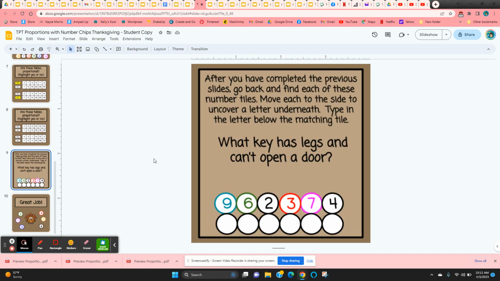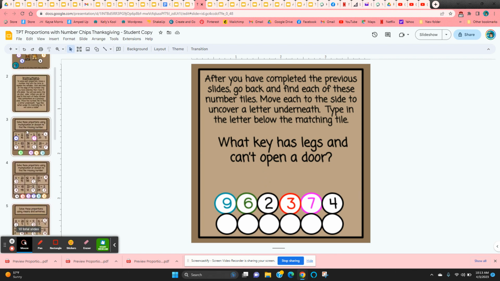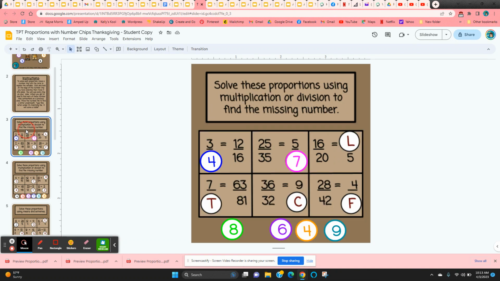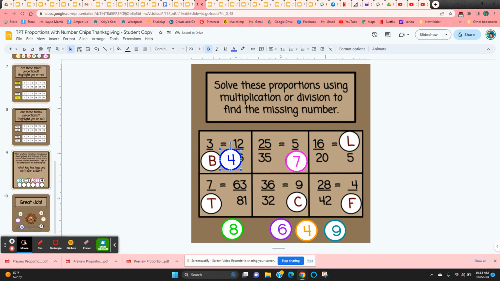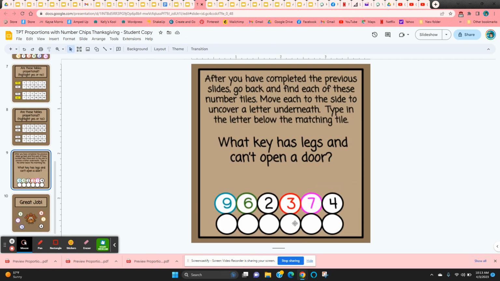And then when they get to the final slide, now they have a riddle, a Thanksgiving riddle. It says, what key has legs and can't open a door? To solve it, they have to find each one of these number chips on a previous slide. Has to be the same color, same number. When they find it, then they move it to the side, and there's a letter underneath. They're going to type that letter underneath the correct number chip, and it will solve the riddle, what key has legs and can't open a door?